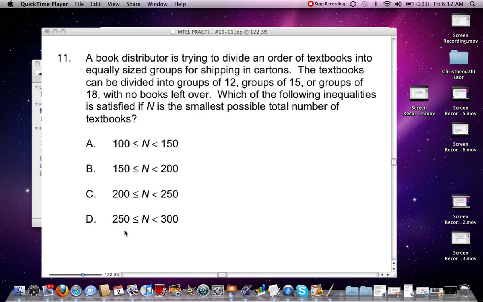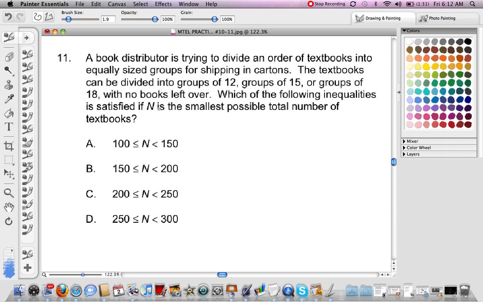It gives us a bunch of inequalities. Well, let's see. I'm thinking of n. And n is going to be the smallest possible number of textbooks. And it tells me n can be divided by 15. n can be divided by 18. And n can be divided by 12.